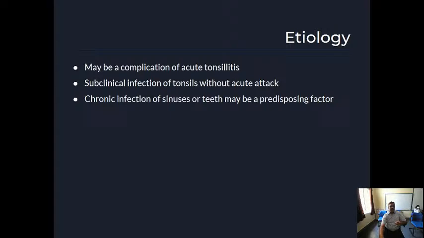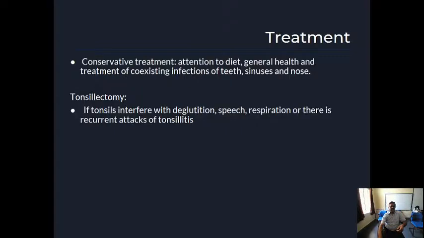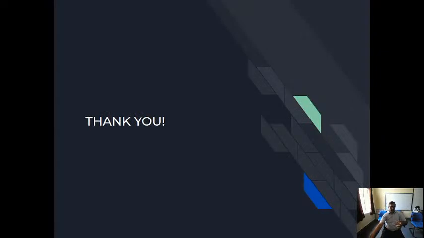And the clinical features are recurrent attacks of acute tonsillitis, chronic irritation, bad taste, and there is conservative treatment. Usually it doesn't really help much, but still you can try initially by taking out any precipitating factor which is producing the tonsillitis. And the treatment is almost always the tonsillectomy, and the procedure for a tonsillectomy, the position and the various other things are to be dealt with at a different time.